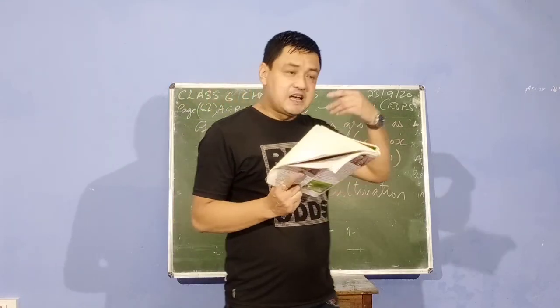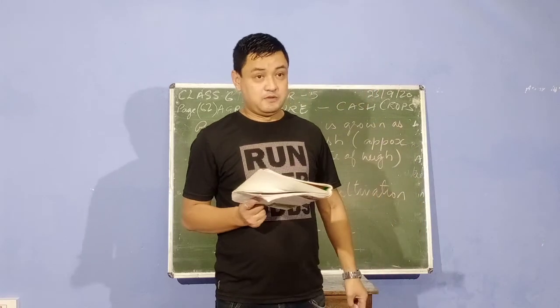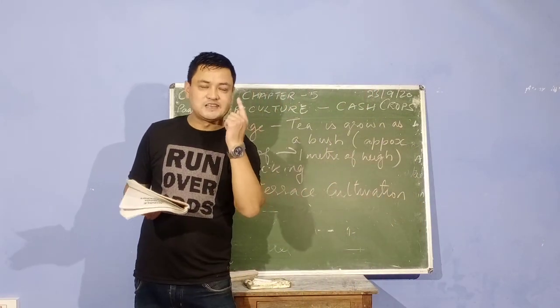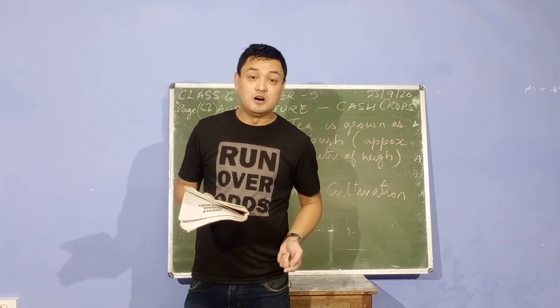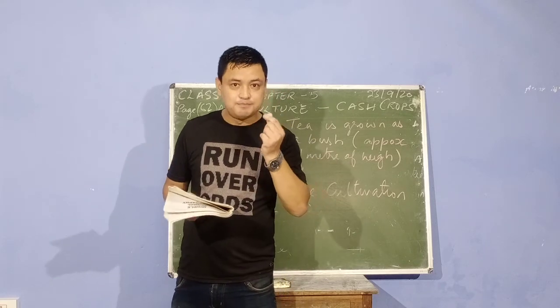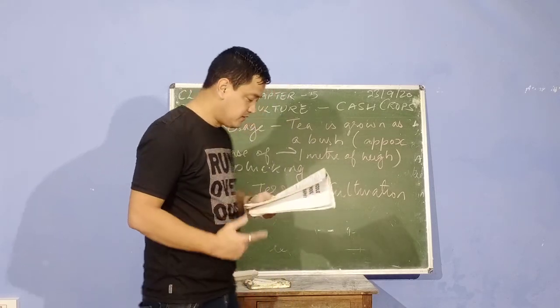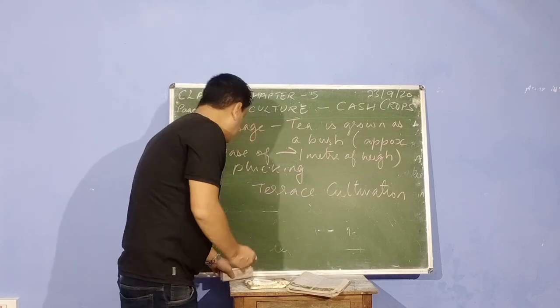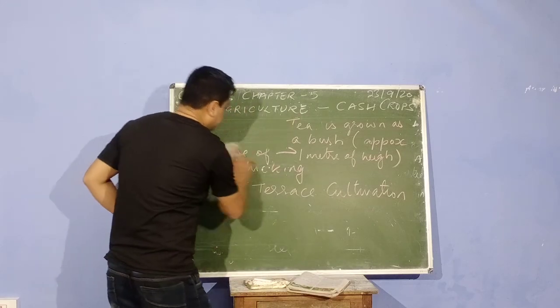The leaves of the plants are used commercially. Now tea is grown for one single purpose, to earn profit. Profit means money. It's a cash crop. Now, after that, we are going for the processing of the tea.